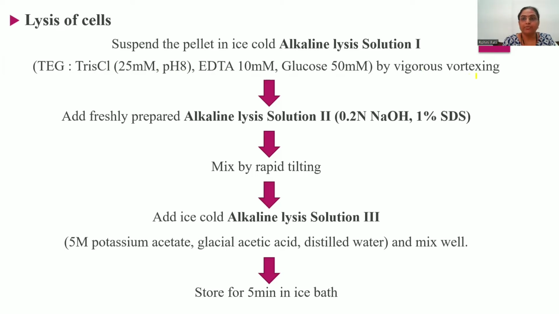By the vigorous vortexing, there is instability in the cells, and then we are going to add the freshly prepared alkaline lysis solution 2, which consists of 0.2 normal NaOH and 1% SDS. SDS is a detergent. When we add the detergent, there will be complete lysis of the cells, and this SDS is going to interact with the proteins and form an insoluble mass.